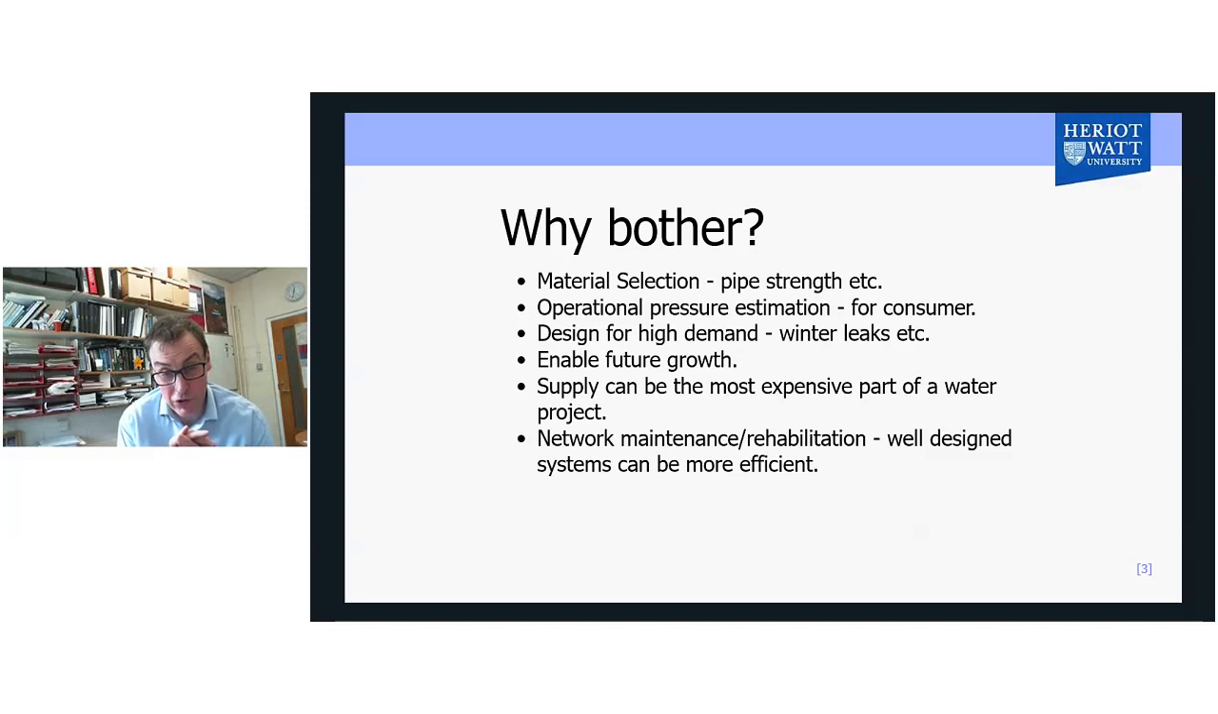We have to enable future growth, just like with our sewerage systems. We have to make sure there's capacity there to support development, and we also have to think about how we maintain the network.